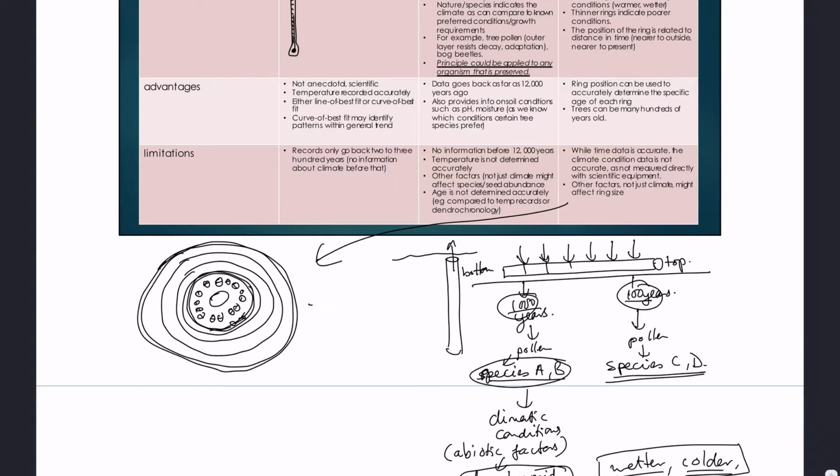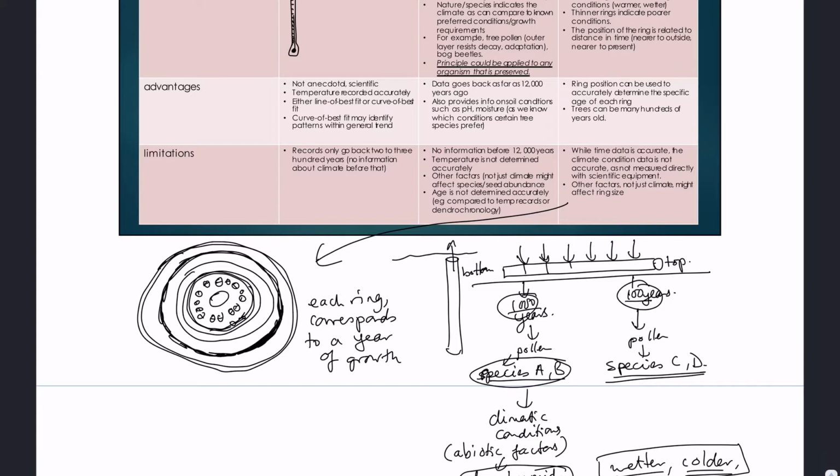Okay, so each ring corresponds to a year of growth. Each ring corresponds to a year of growth, and more importantly than that, depending on the conditions, you will get thicker rings where there's presumably more growth, and thinner rings. Okay, so thicker rings indicate more growth, thinner rings indicate less growth.